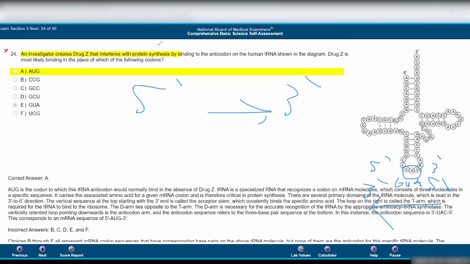Do you have any questions about that? No, I think I just need to know that. So just remember 5' to 3', right? Your answer should always be 5' to 3'.